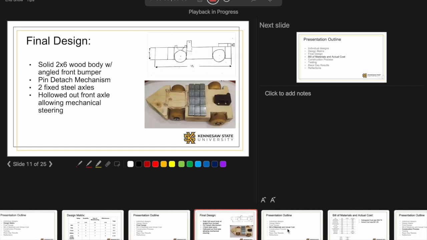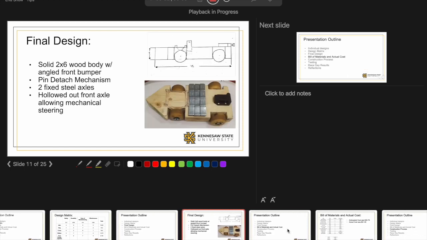Our final design was a solid 2x6 wood body with an angled front bumper and a pin attached mechanism, 2 fixed steel axles, and a hollowed out front axle to allow for mechanical steering. Now, that's dealing with the rubber bands, by the way. And the wheel weights I'll talk about later, as you see in the center of gravity, which are very, very important for us to be able to do the competition. Basically, so yeah.